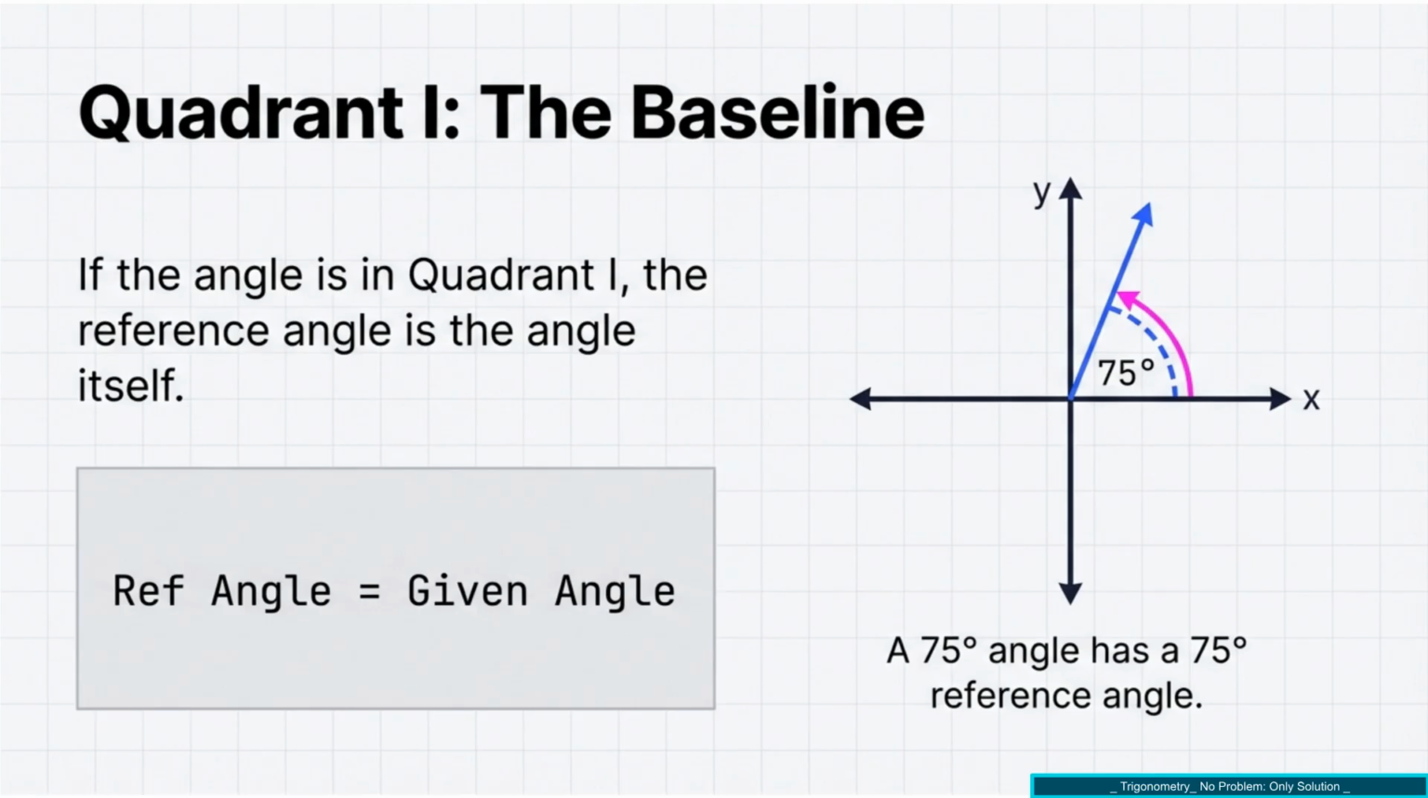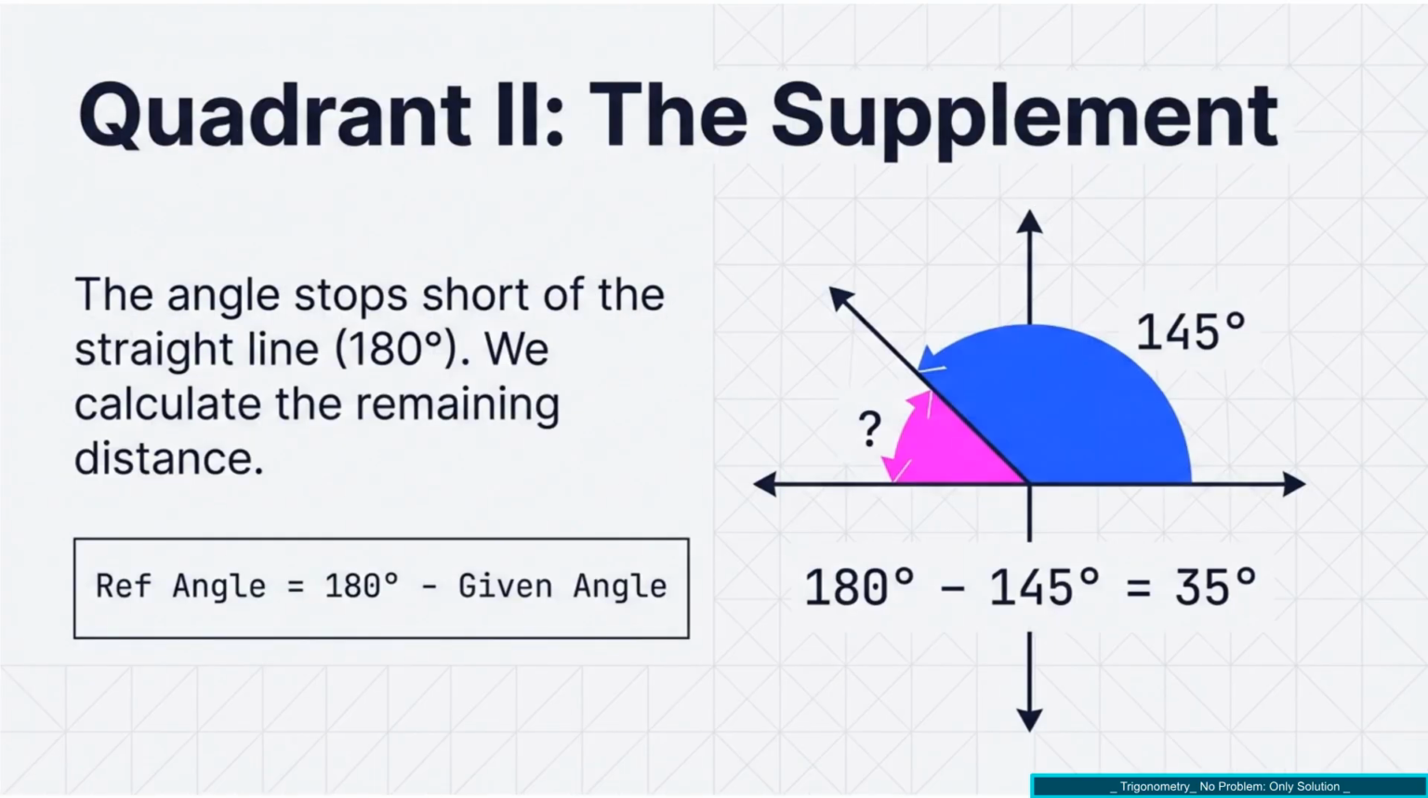In Quadrant 1, the baseline, the reference angle is the angle itself. For example, a 75-degree angle has a 75-degree reference angle. In Quadrant 2, we look for the supplement. The angle stops short of the straight line, or 180 degrees. To find the reference angle, subtract the given angle from 180 degrees. For example, 180 minus 145 degrees equals 35 degrees.